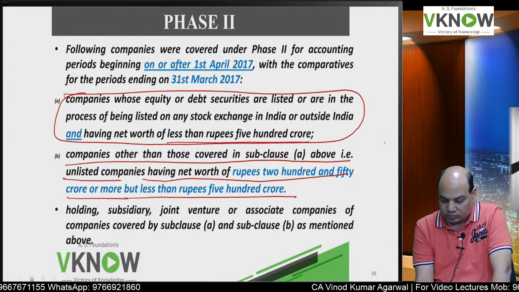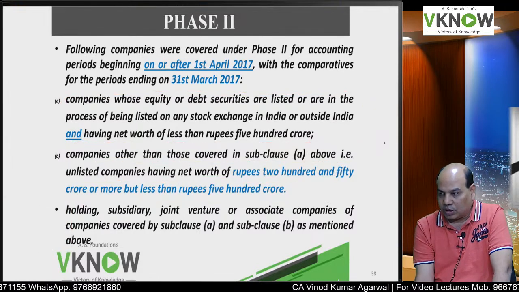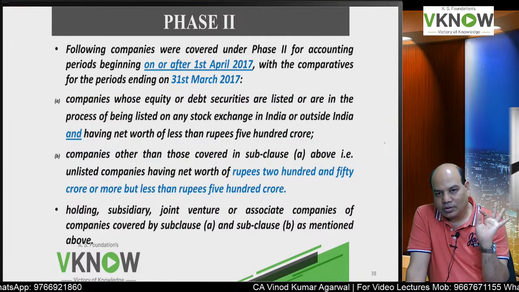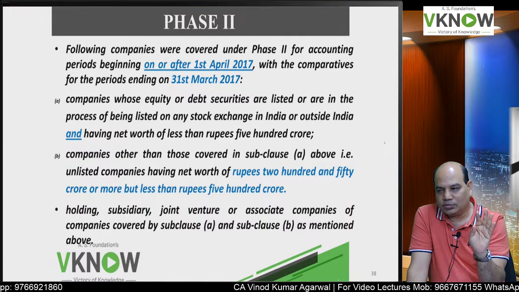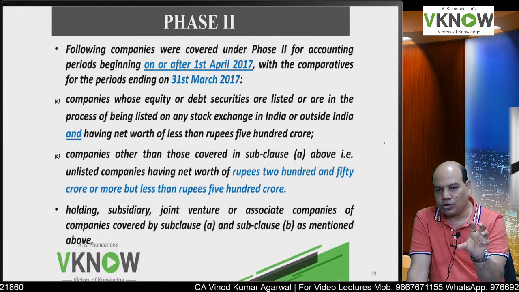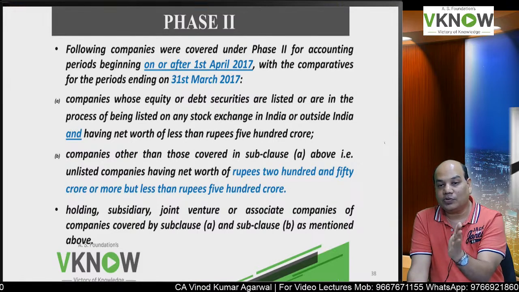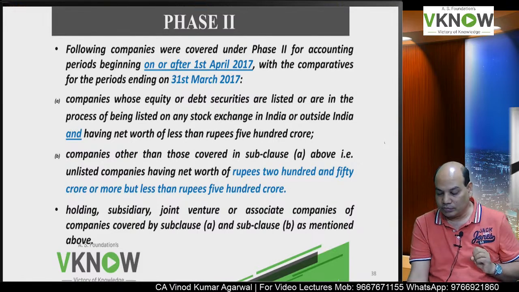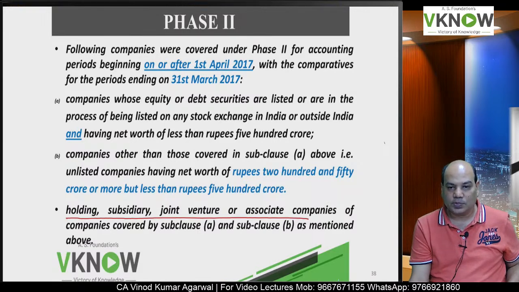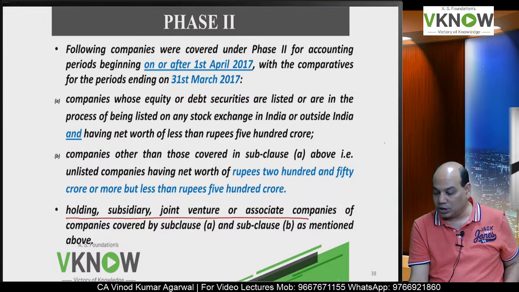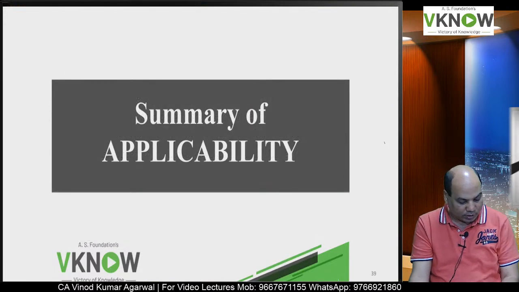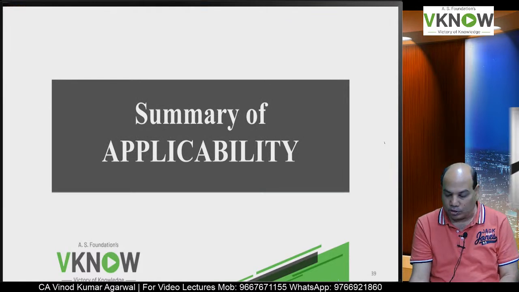Okay. So now in the current situation you have to just remember it like this: listed company, and net worth more than 250 crore. Any company whose net worth is more than 250 crore, although there are a few exceptions like NBFC, bank, insurance, we will see. Okay. And as I said earlier, their holding, subsidiary, associate and joint venture will also have to apply Ind AS. So I have written a summary of applicability in the small box.